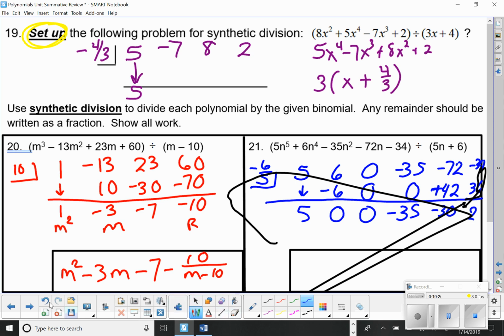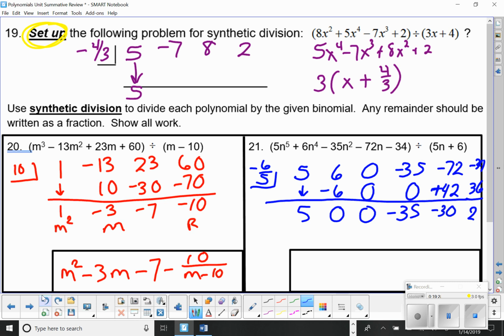All right, now, again, this started at the 5th, so this is n to the 4th. So I have 5n to the 4th, that's n cubed, n squared, minus 30, 5n minus 30, and then I have the 2 at the end.